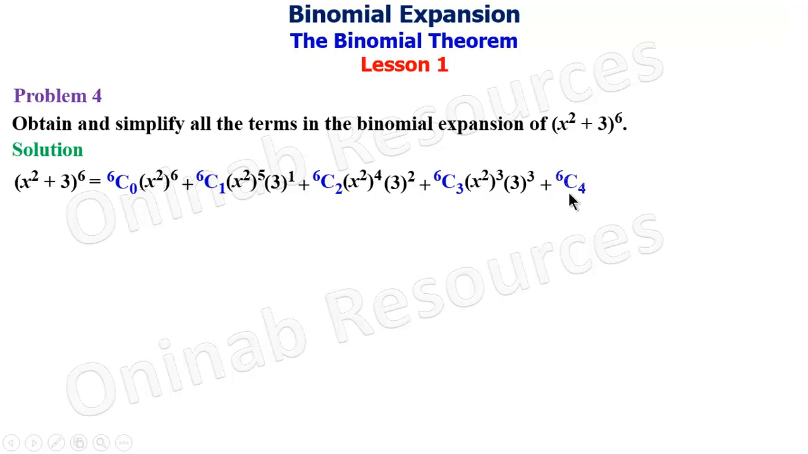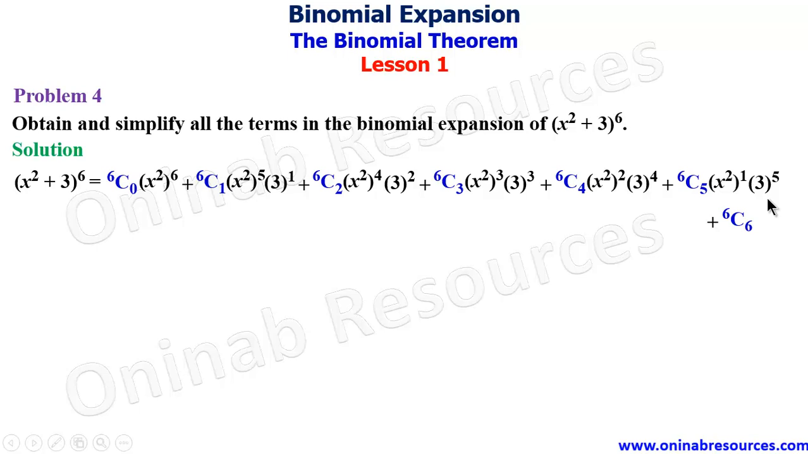Plus 6 combination 4. X squared raised to power 2. Then 3 raised to power 4. The next one is 6 combination 5. X squared raised to power 1. 3 to power 5. Then plus 6 combination 6. This is gone, so we have 3 raised to power 6.